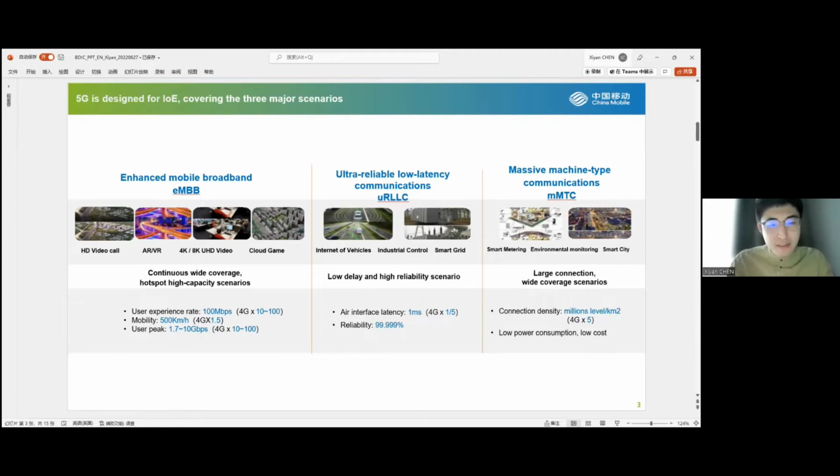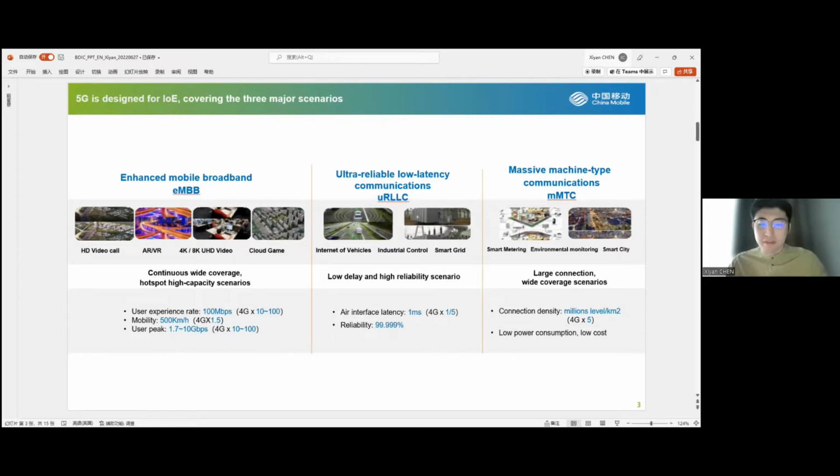With these abilities, we can have continuous wide coverage and high capacity hotspot scenarios. For example, we can have high definition video calls with 5G. We can have AR and VR functions. We can stream 4K, 8K, ultra high definition videos through 5G networks, and we can also go for cloud gaming through 5G networks.